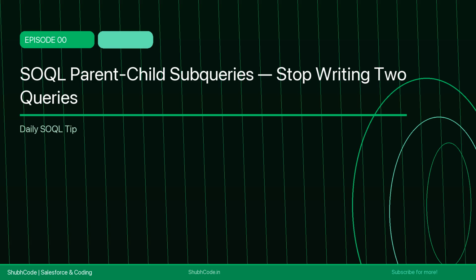Today's tip is about SOQL. If you're writing separate SOQL queries to get parent data and then child data, you're using twice the governor limits you need to. Let me show you how to get both in a single query. Let's jump straight into it.